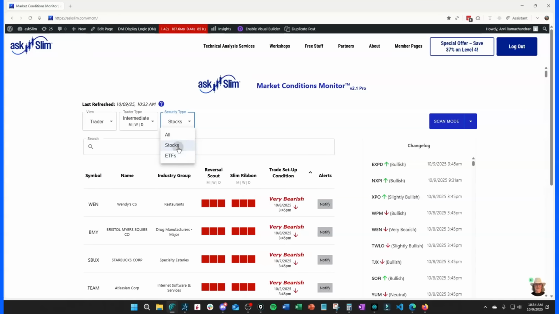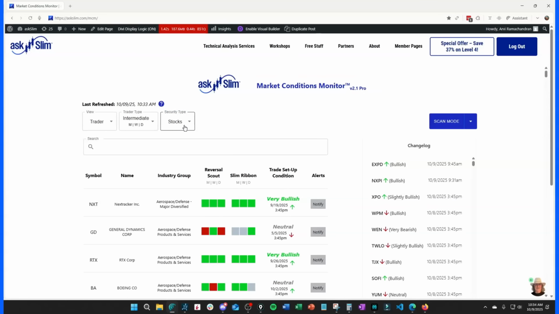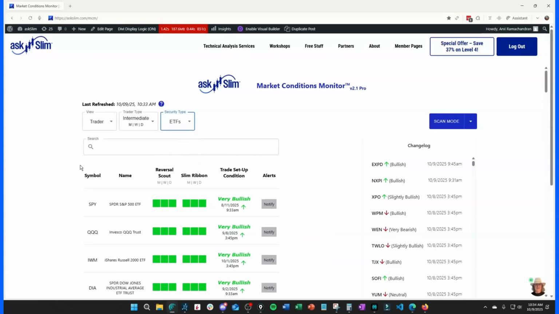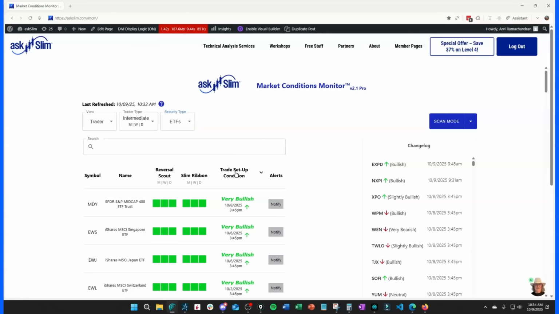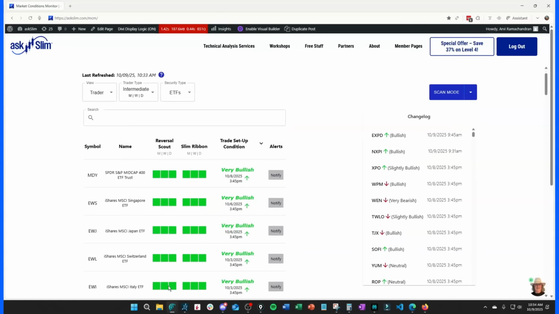Please note, we have also added this in, which is cool. You can sort by industry groups, so you can see what groups are strong and what groups are weak. Let's actually first look at the ETFs because I want to highlight what's going on. And you can sort now by also trade setup conditions. So you can see again what is strong and what is weak. You can see what has been strong here. I'm going to now invert this and show you what's weak.